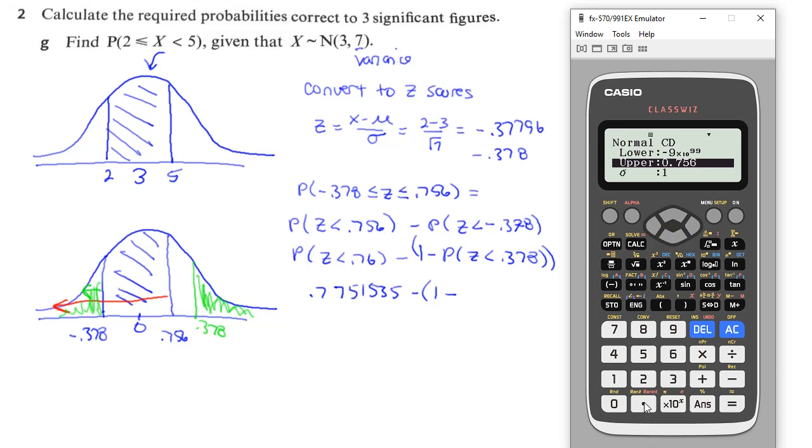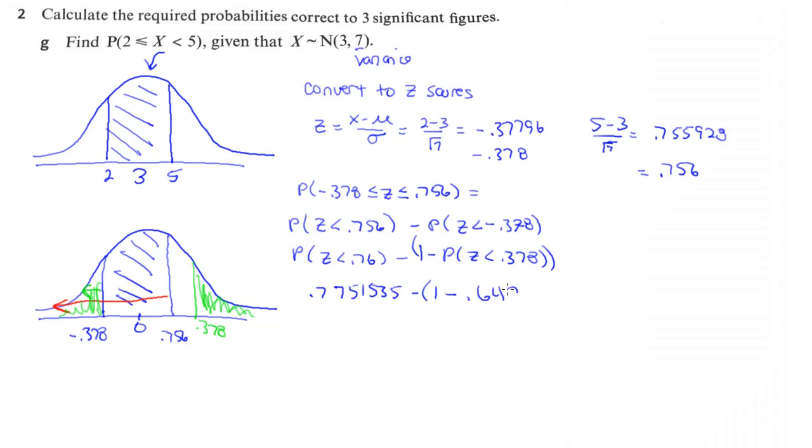of 0.378. Now keep in mind, that's less than, so I'm going to have to do 1 minus that. And so when I go ahead and put that all together, I get a probability of 0.42242 or 0.422. And that's all there is for that one. All right, let's look at the next one.